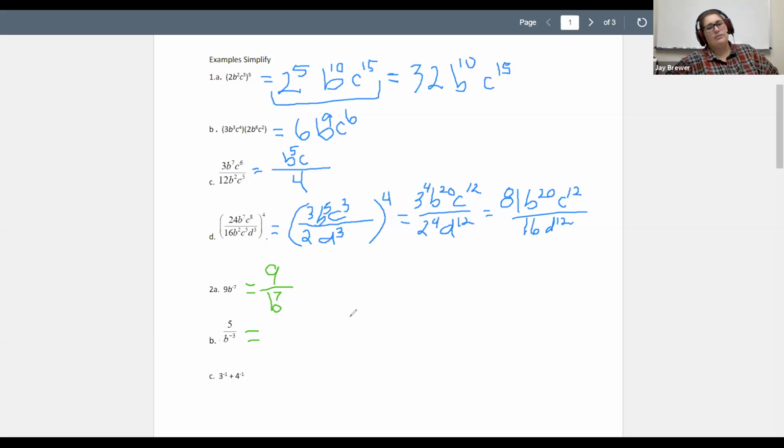That makes this one pretty much also just as easy. If we have b to the negative 3 on the bottom, somebody new, tell me where it's going to go. We're going to move it to the top. So 5b to the 3rd. Excellent.